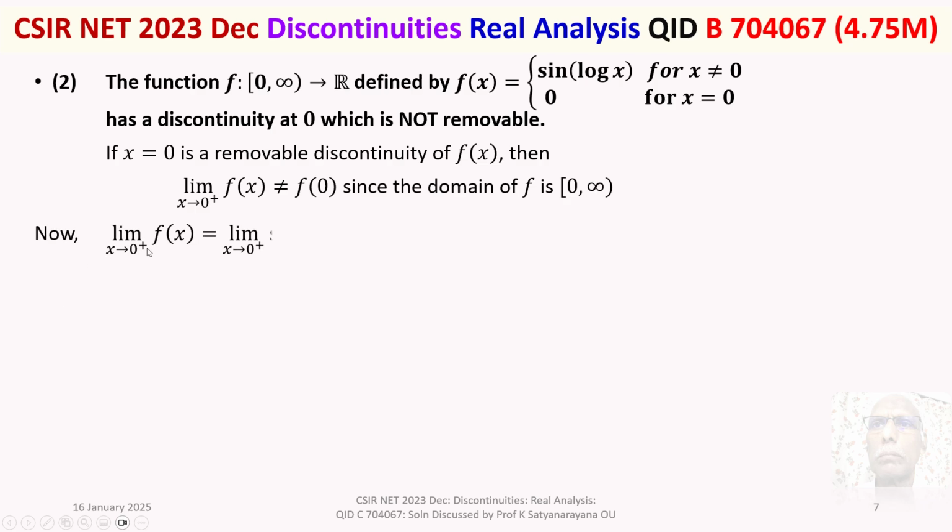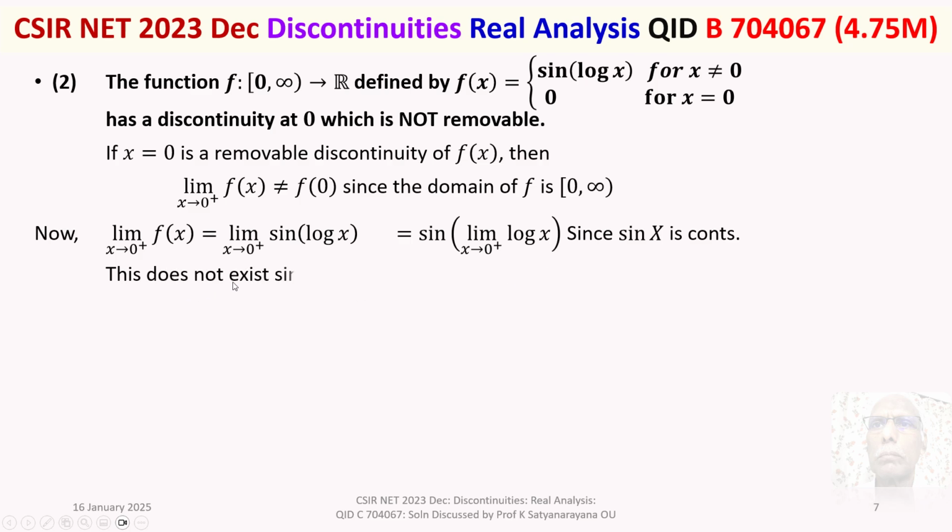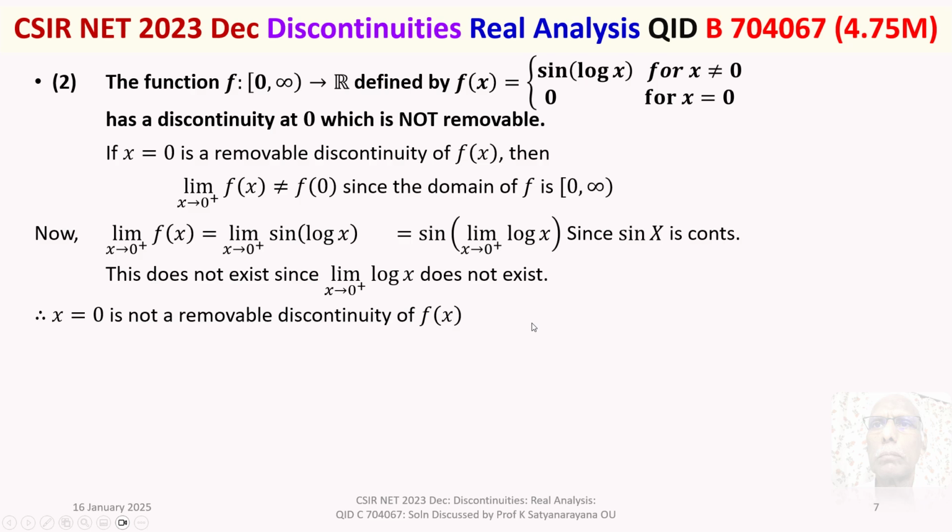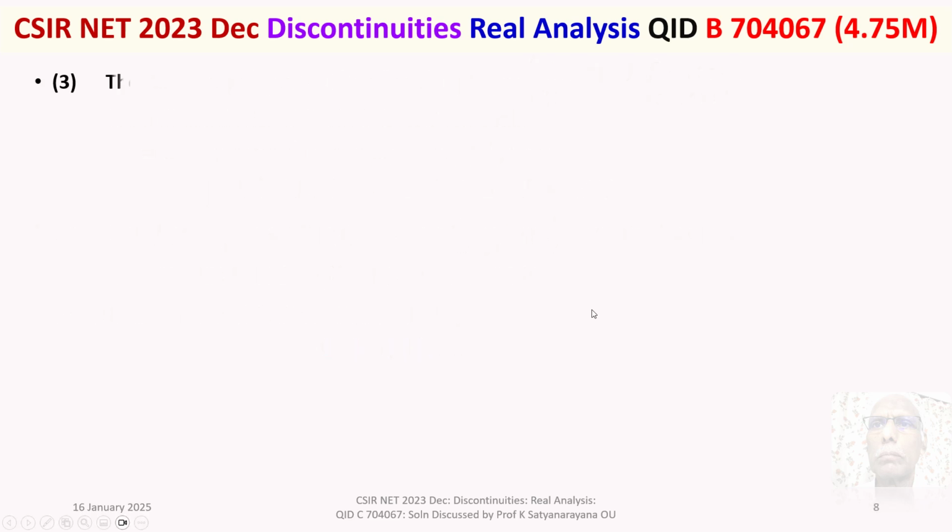Now limit x tends to 0 plus of f of x is equal to limit x tends to 0 plus of sine of log of x. This is equal to sine of the limit, we can go inside because sine x is continuous. So sine of limit x tends to 0 plus of log x, right? Will it exist? So this does not exist, because limit x tends to 0 plus log x does not exist. Therefore, x is equal to 0 is not a removable discontinuity of f of x. So that is what is precisely given in option 2. Therefore, option 2 is true. Right, we move on to the next option.